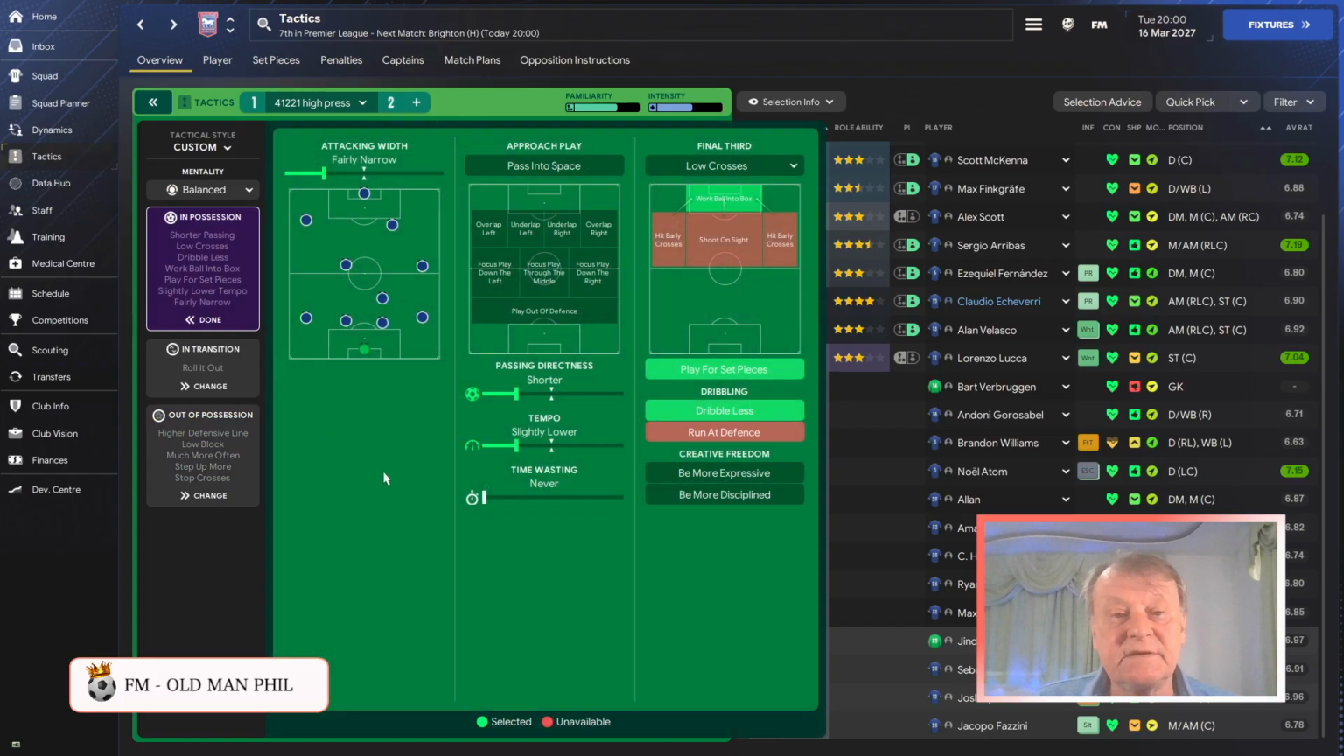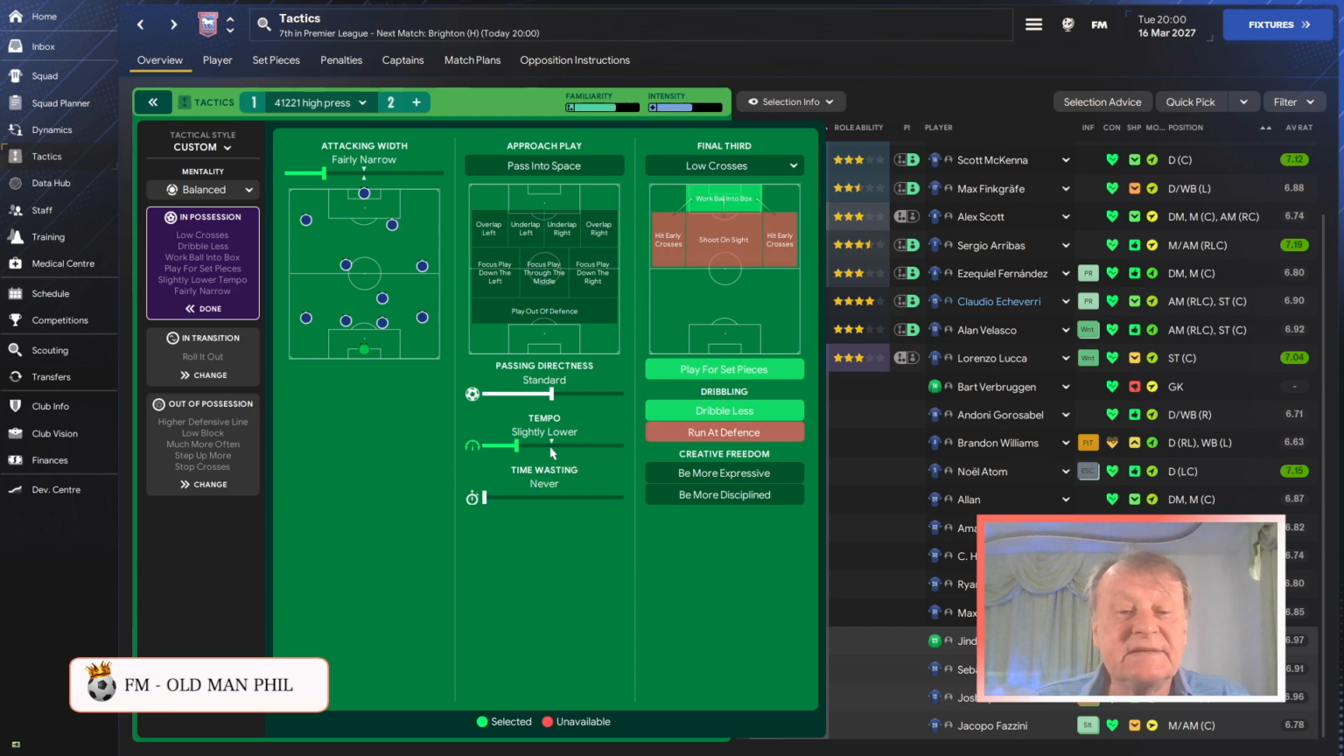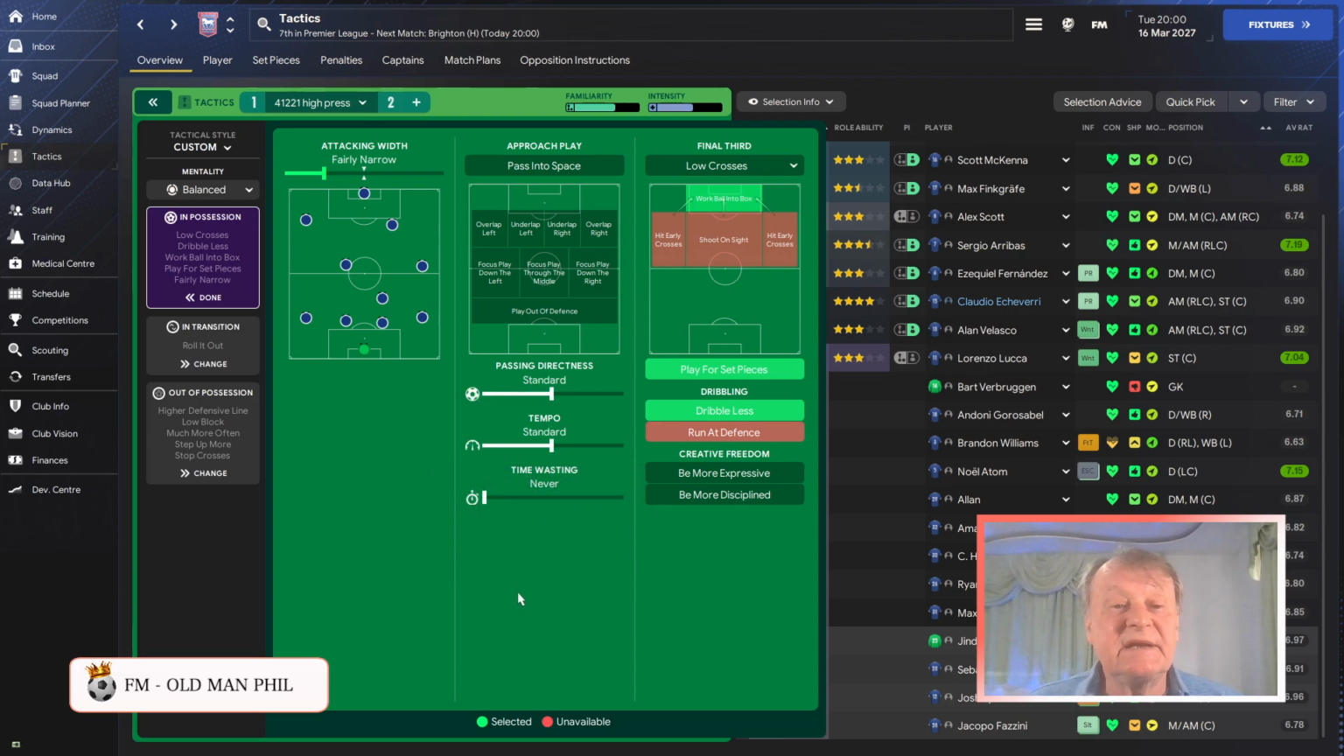And then in terms of our passing, we're not the greatest passing team in the world, so I'm just going to set it to standard. I'm going to set it to a standard passing directness. And basically what that means is our passing directness will be dictated by the mentality.